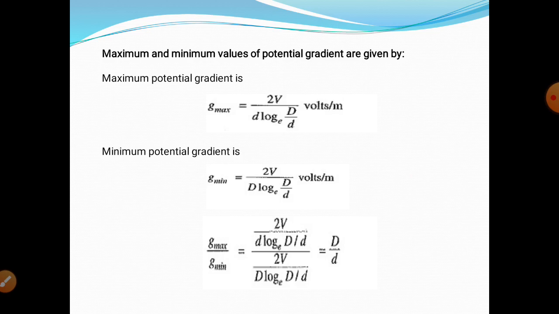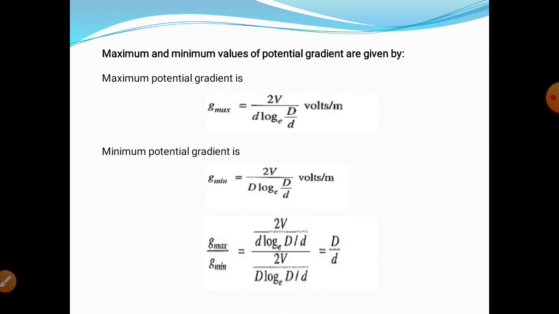G max is nothing but the maximum potential gradient. G max is equal to 2V divided by small d log capital D by small d, volt per meter. Next we have to find the minimum potential gradient. G minimum is equal to 2 into V divided by capital D log capital D by small d, unit is volt per meter.